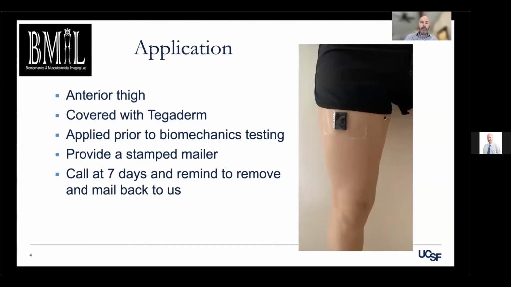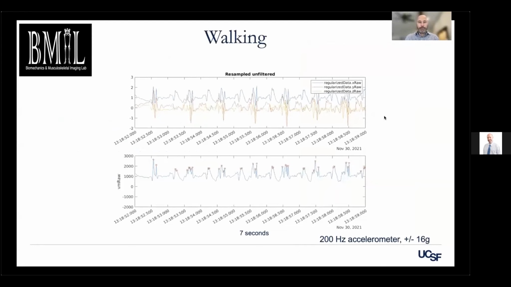We apply this to people in our laboratory when we're doing biomechanics testing. We give them a stamped envelope to take home, and then we actually call them after a week and remind them to put it in the envelope and send it back to us. And it's not uncommon for people to just completely have forgotten that they have it on their anterior thigh. So we find it quite successful in getting some pretty good data.